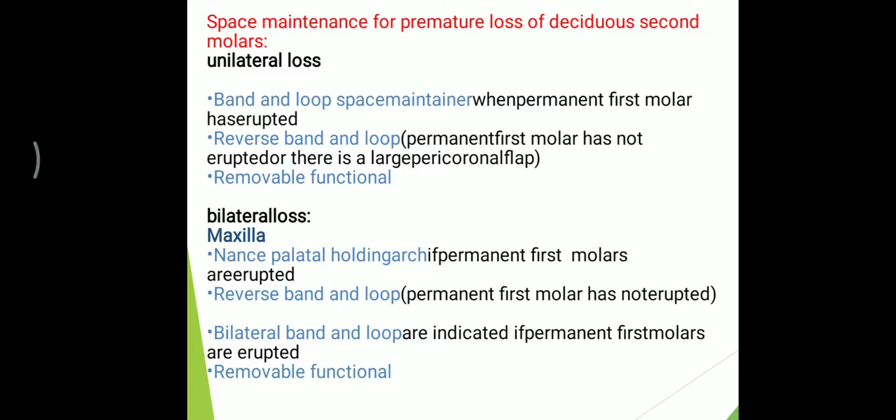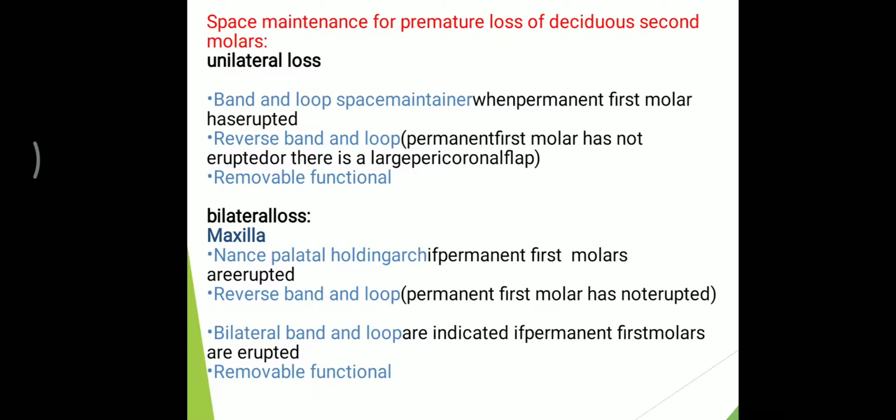Now let's see about the space maintenance for premature loss of deciduous second molar. Unilateral loss: band and loop space maintainer when permanent first molar has erupted. Reverse band and loop if permanent first molar has not erupted. There is a large pericoronal flap, removable functional.